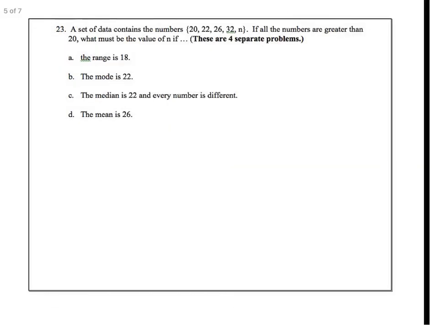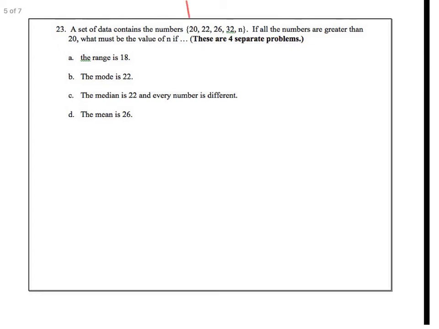23 says a set of data contains these numbers, so 20, 22, 26, and 32, and then our last missing one, n. If all the numbers are greater than 20, what must be the value of n if? So there are 4 separate problems. So let's look at just A.